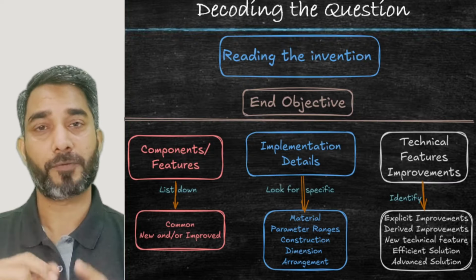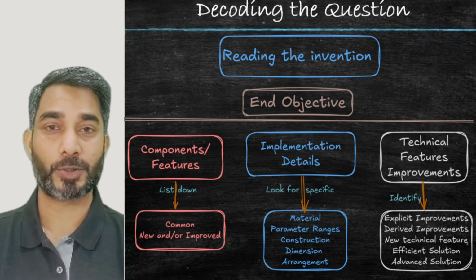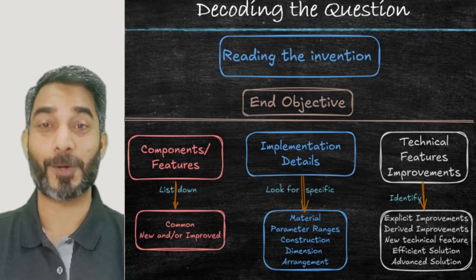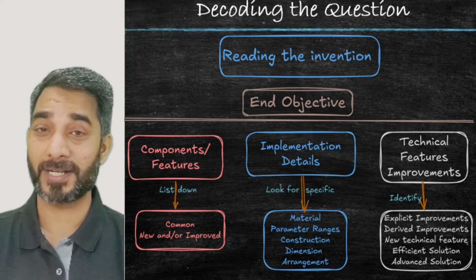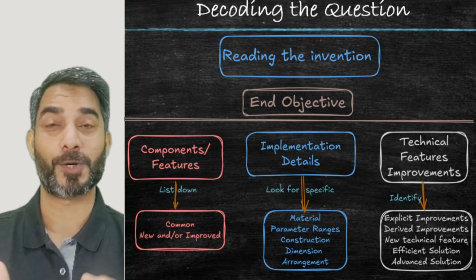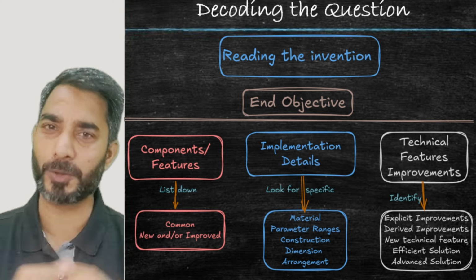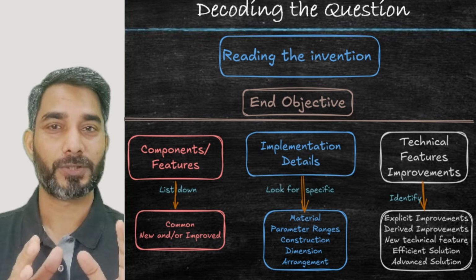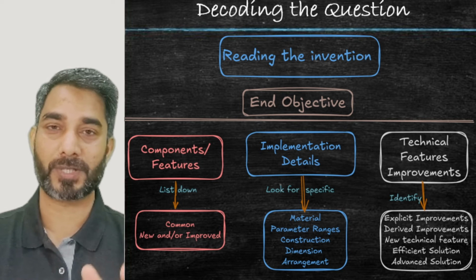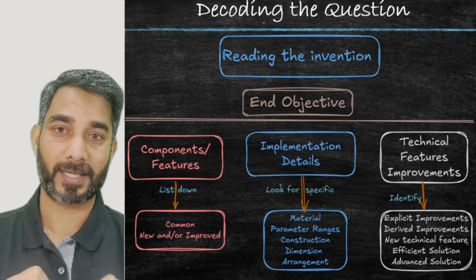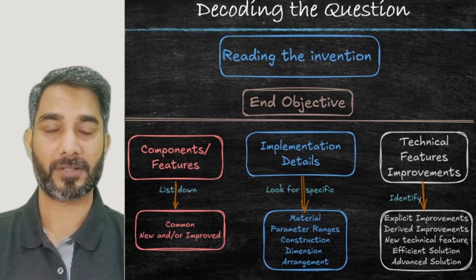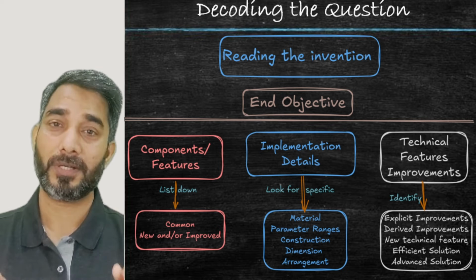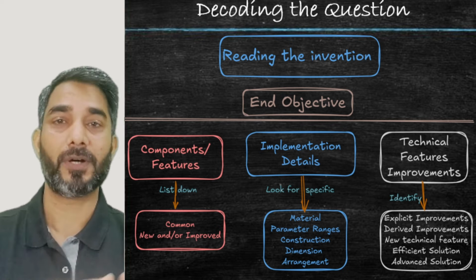The first thing before we do such an activity is to understand the invention or to read the invention disclosure, or in terms of the exam, to read the question or to decode the question. So how do we do it? I have created a framework to guide you to break down the question so that you are able to get all the relevant information which is required for you to evaluate your invention in light of the references which are given to you.